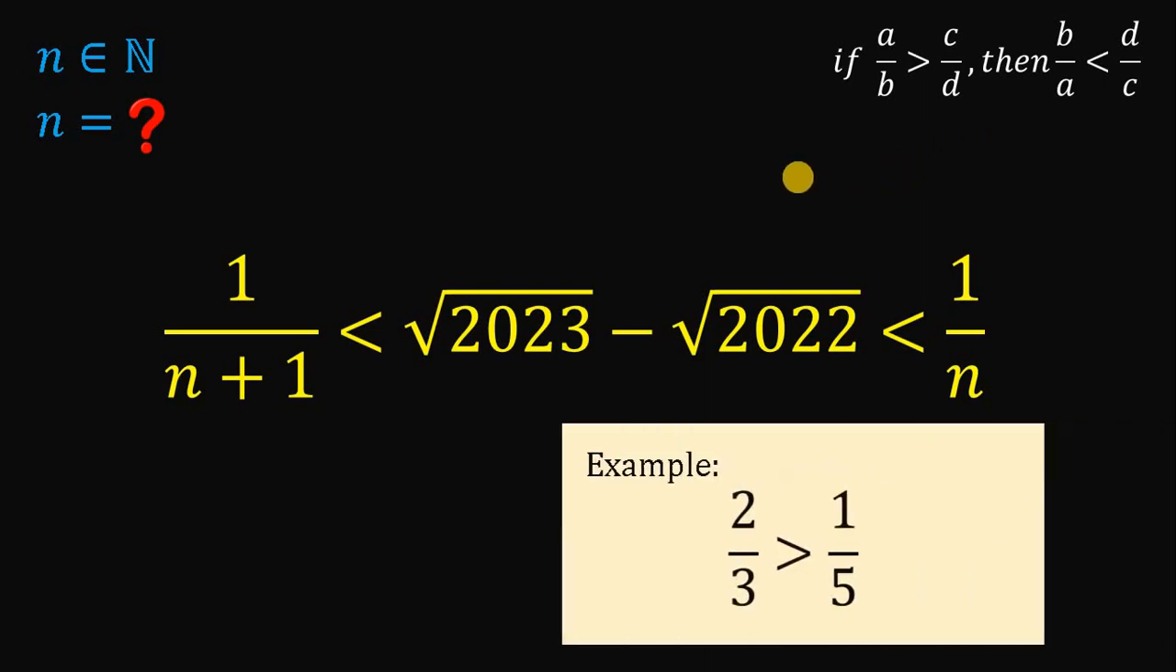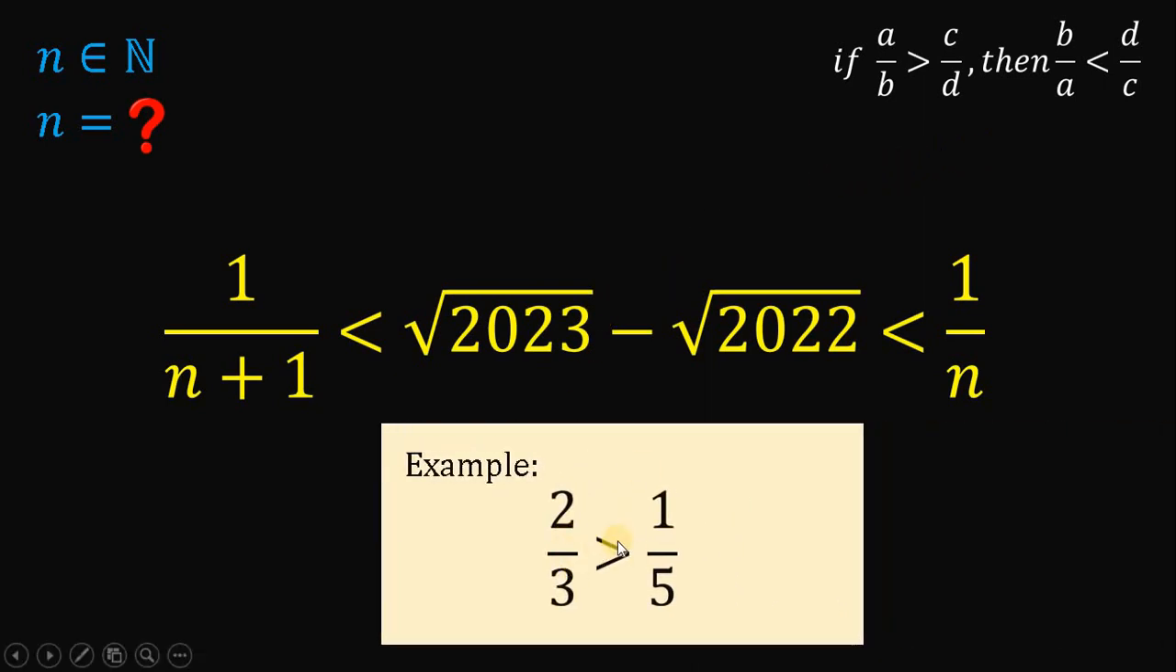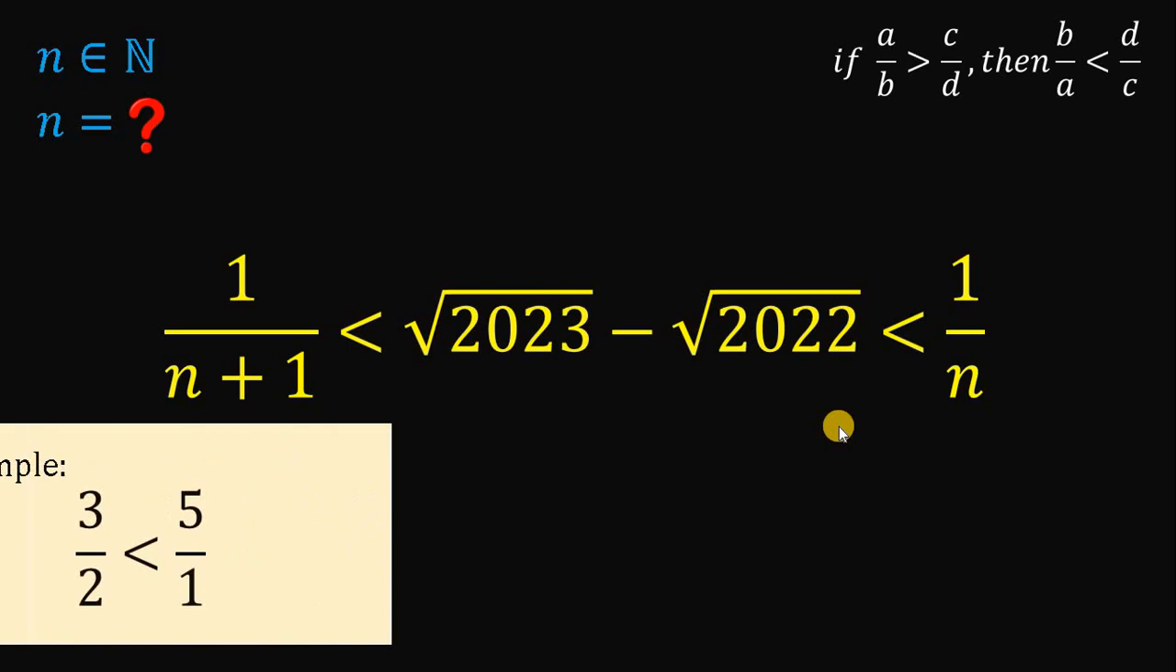Now, let's say, for example, 2/3 is greater than 1 over 5. 2 over 3 must be greater than 2 over 5. That is correct. Now, if we take the reciprocal on both sides, make sure that this inequality symbol must be flipped. Like this. So 3 over 2 must now be less than 5 over 1, or simply 5. And this statement is true. Therefore, if we flip on both sides, we need to flip also the inequality symbol. Alright, so we will use this concept to answer this question.